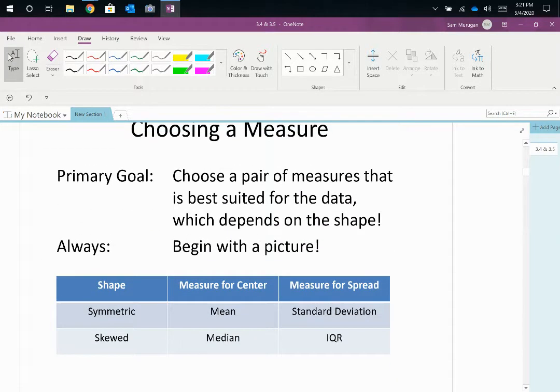The primary goal is to choose a pair of measures that is best suited for the data, which depends on the shape. So always begin with a picture. If it's symmetric, mean and standard deviation. If it's skewed, median and IQR. Where mean and median are the measures of center, and for spread, standard deviation or IQR.